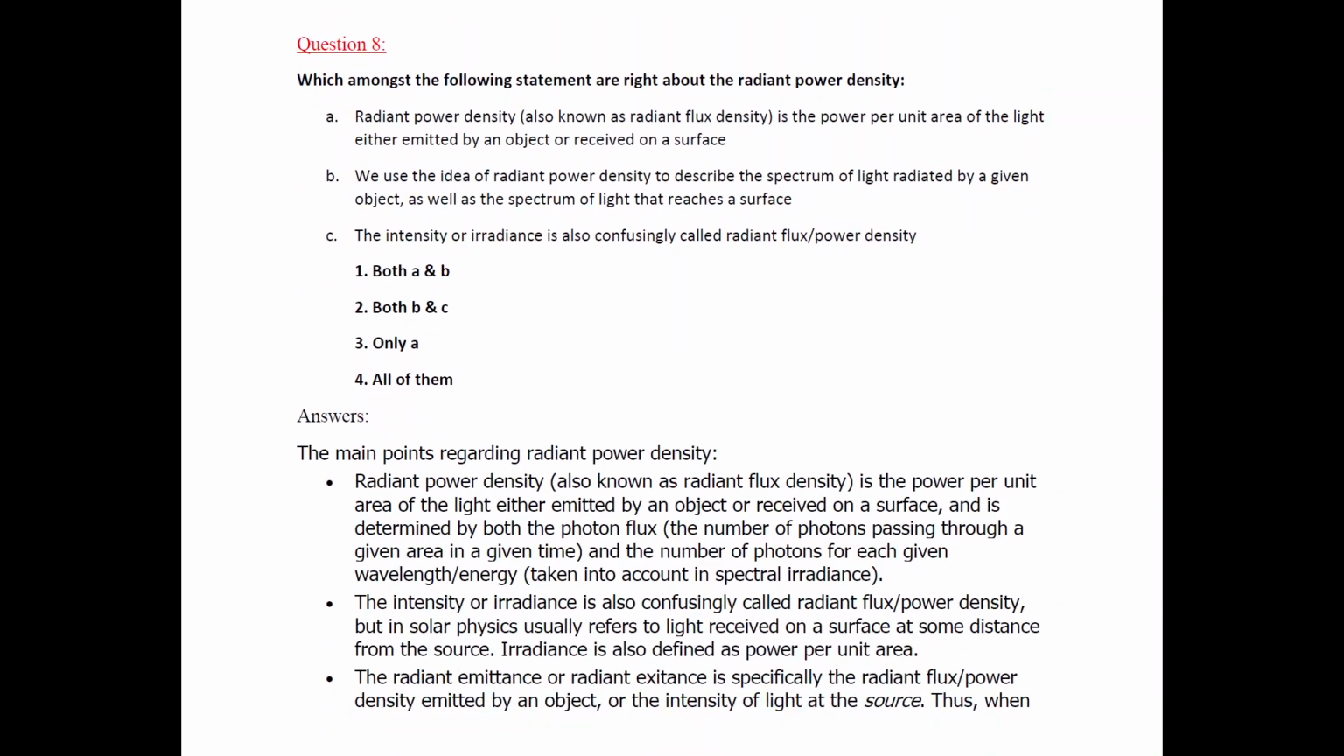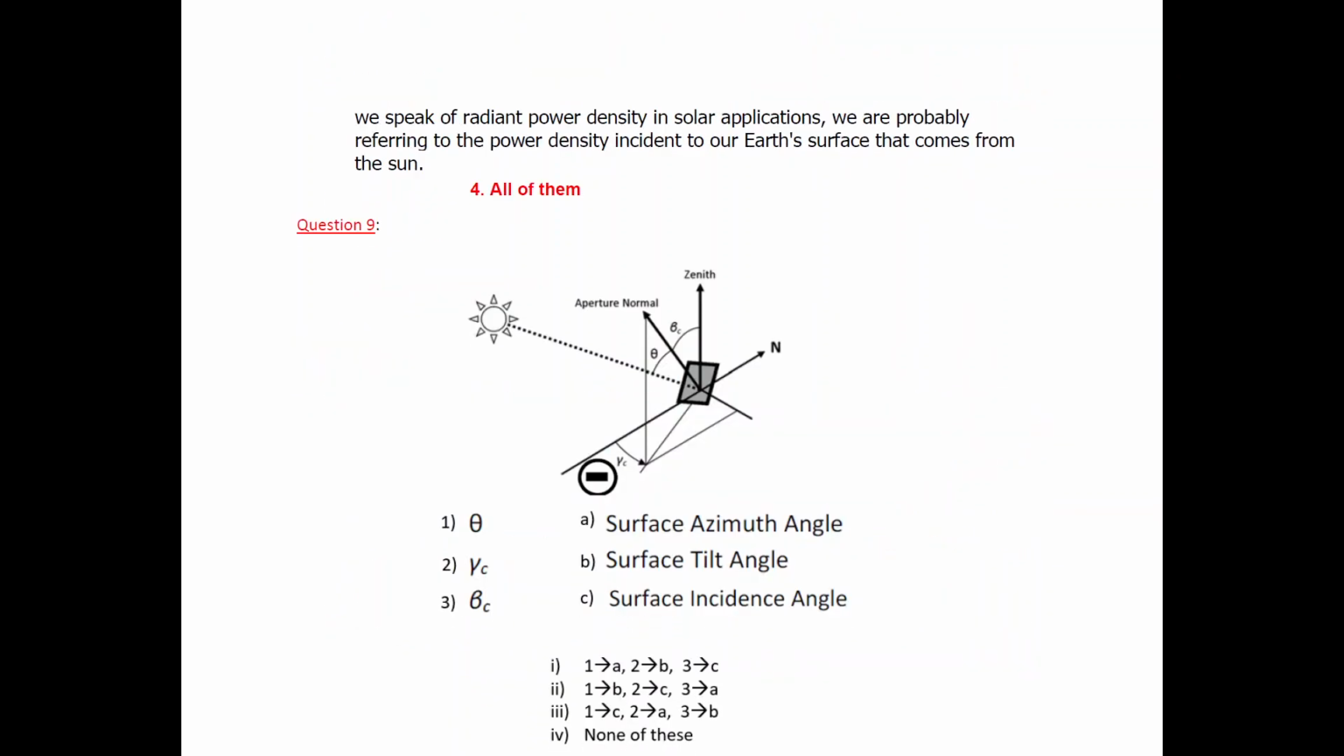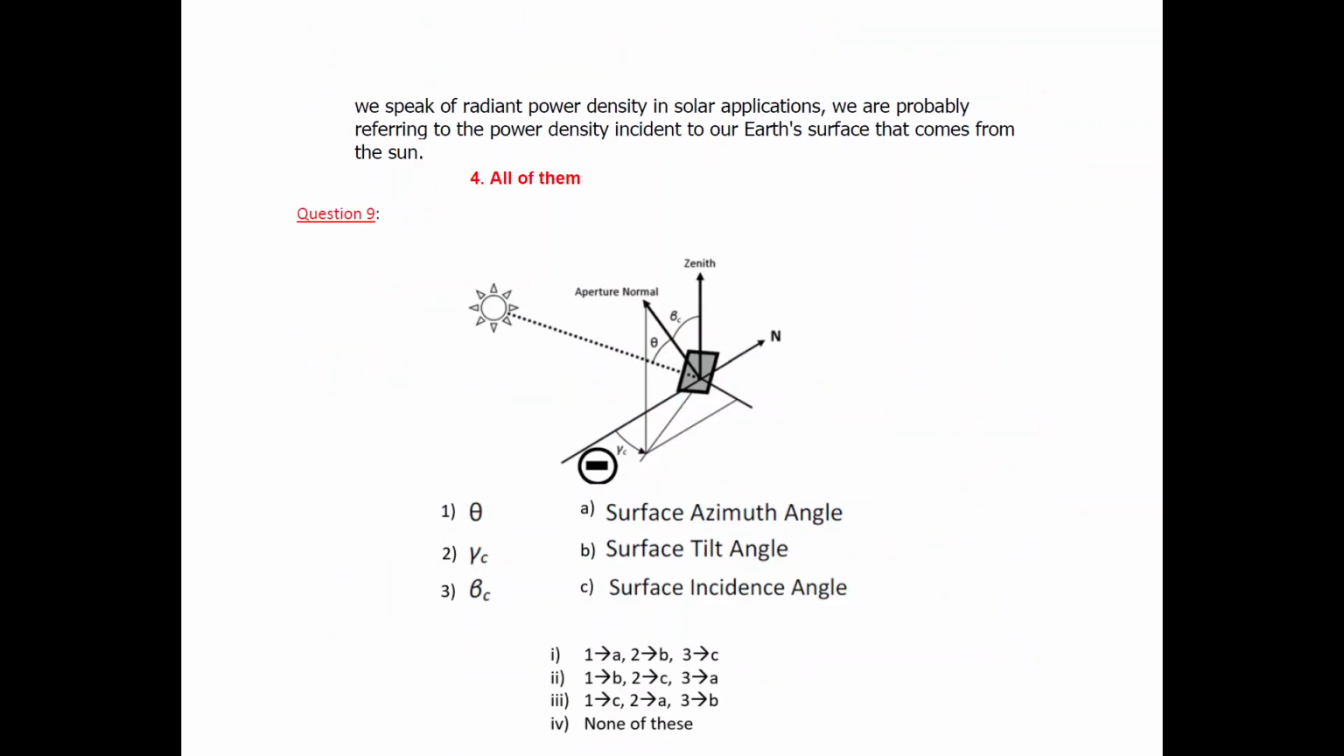If we are using flux power density or irradiance as the radiant power density term, that means we can interchangeably use radiant power density as power density or radiant flux. All these three are more or less the same terms, but in solar physics it has a different spectrum, so do not confuse them. We use all of them together. So the answer is all of them.